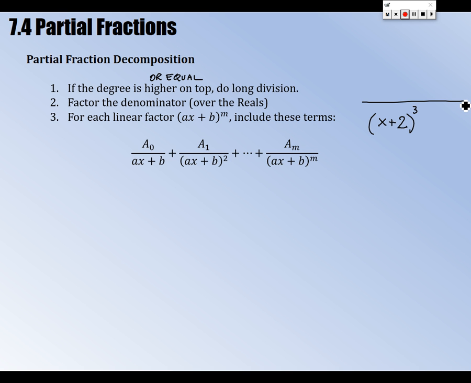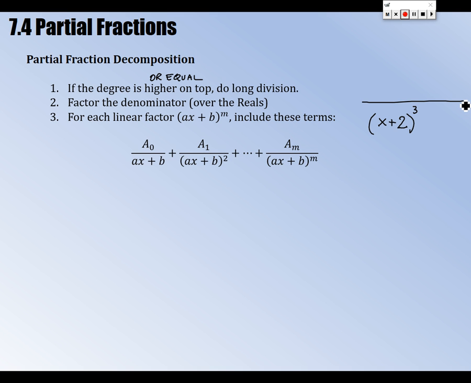Well, then in your fraction decomposition, you need to have the following denominators: x plus 2, x plus 2 squared, and x plus 2 cubed are going to appear as denominators for you. And on top of each of those is going to be a constant. Let's name it by a letter for now, of your choice.